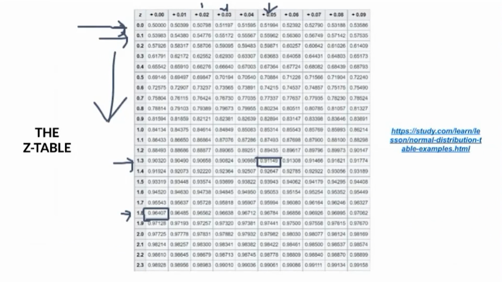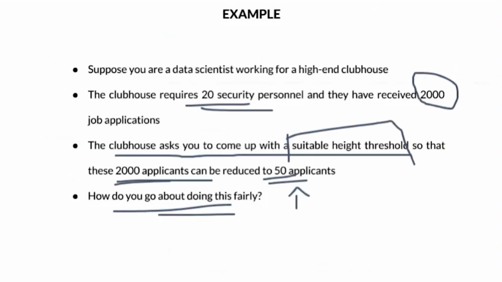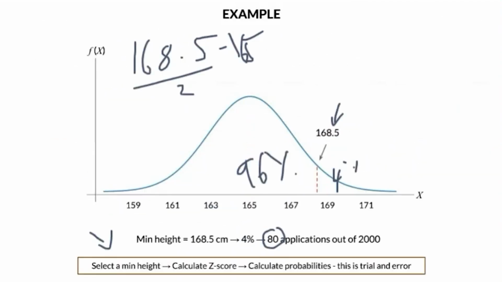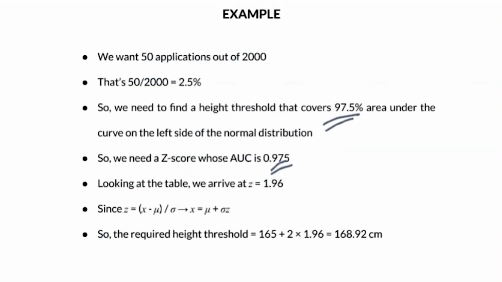Where is 0.975? Here it is. Somewhere down in the bottom right corner, you can see 0.975. Which z value is giving me 0.975? Just check the row and the column. 1.9 and 0.06. So 1.96. So by quickly looking at the z table, I know that the z score of 1.96 gives me 97.5% on the left side. So the z score I'm looking for is 1.96.